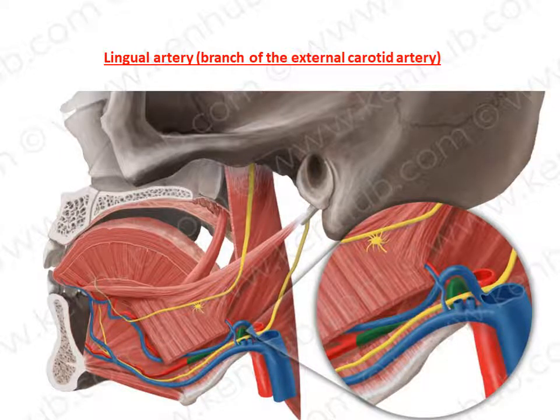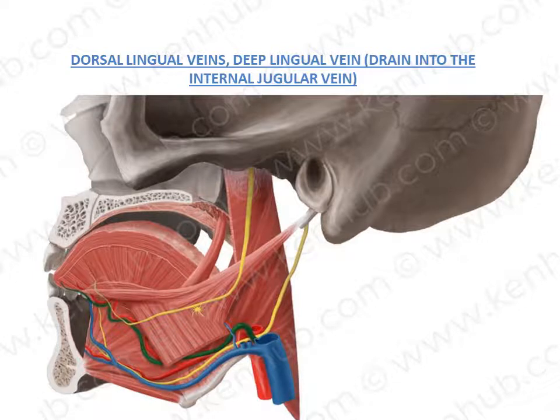Blood supply. It is derived from the tortuous lingual artery, a branch of the external carotid artery. Venous drainage from two dorsal lingual veins and deep lingual veins. They combine to join the lingual vein and then drain into the internal jugular vein.